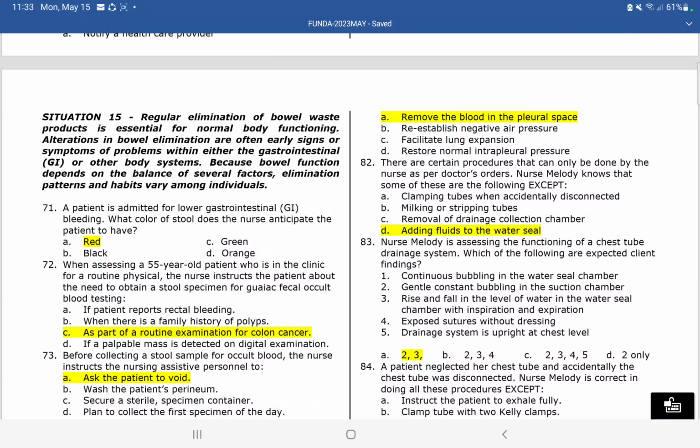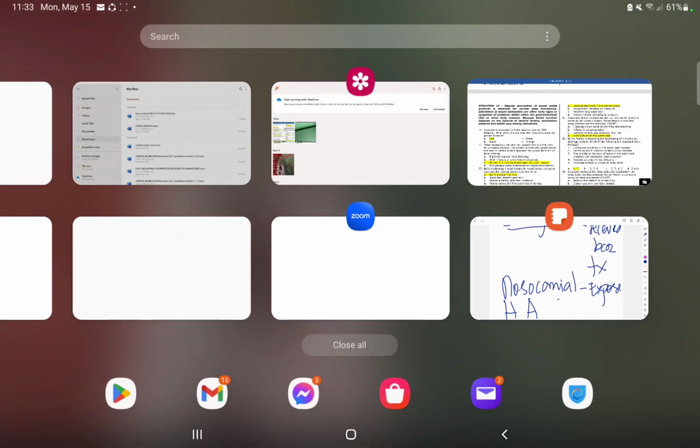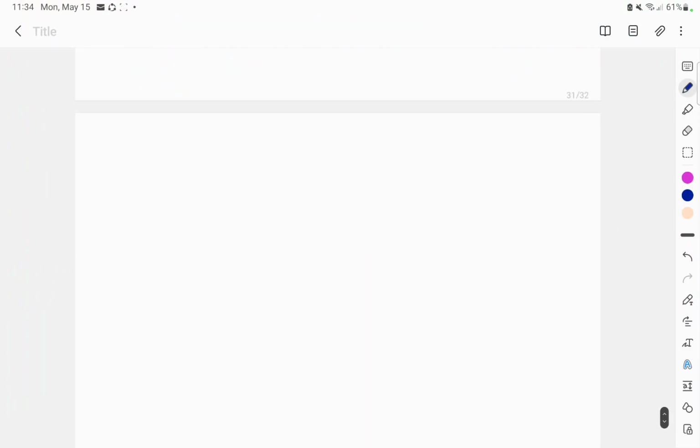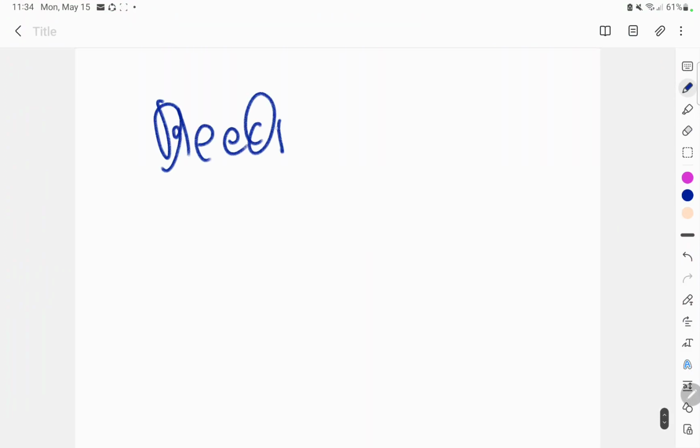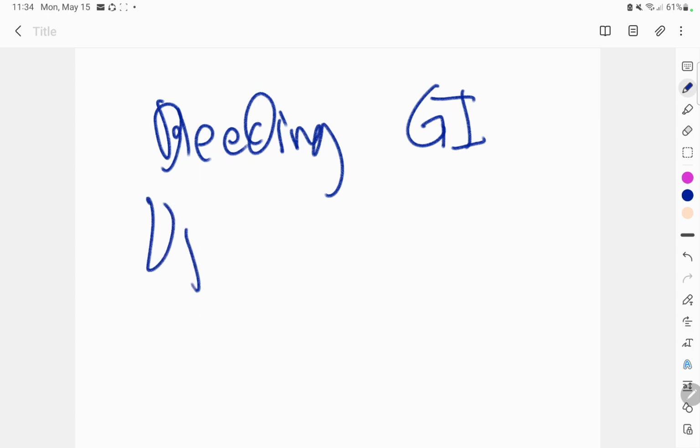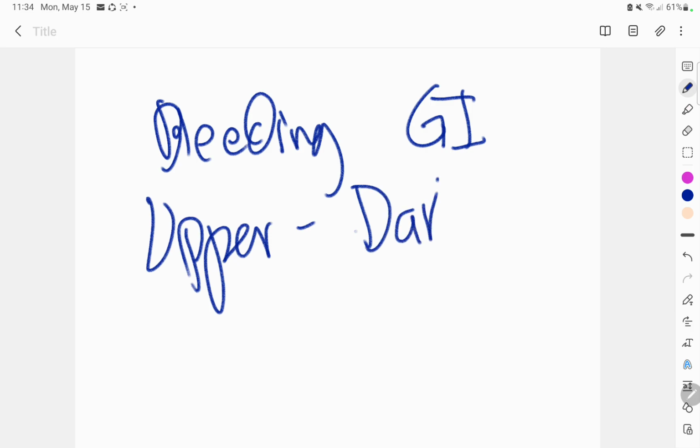What color stool does the nurse anticipate the patient to have? The bleeding on the GI, take note of this. Bleeding on the GI depends on the area. If it is upper, take note of the dark stool, which is called melena.